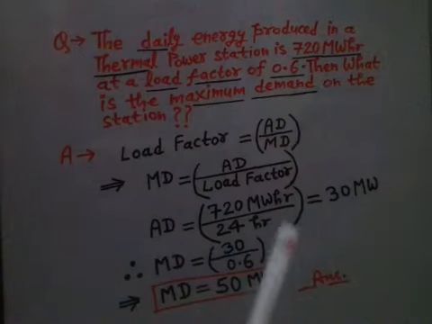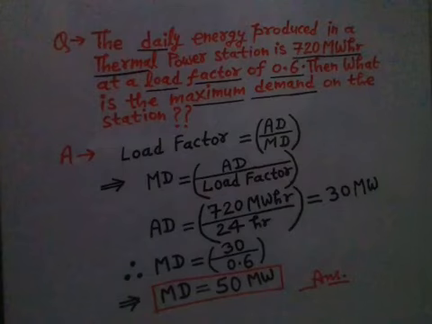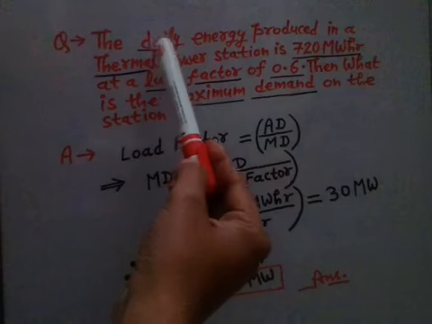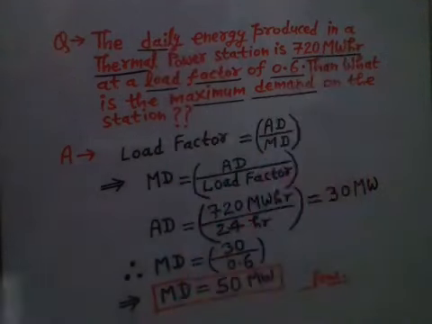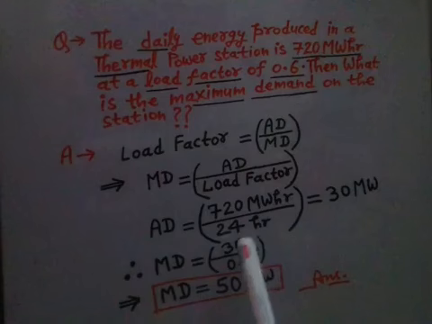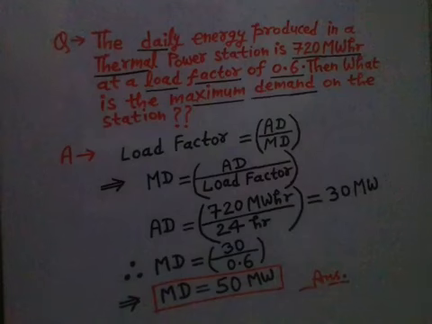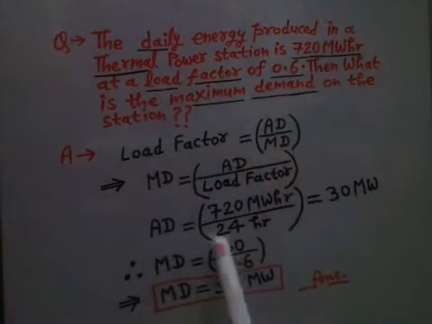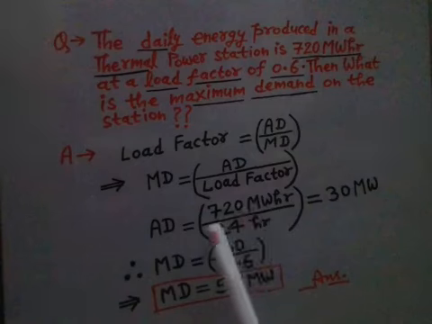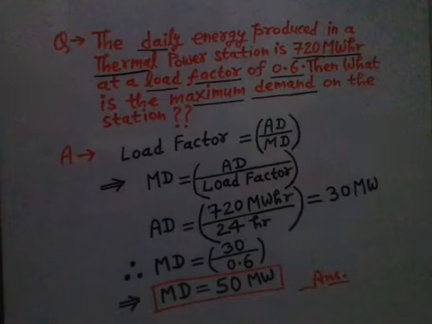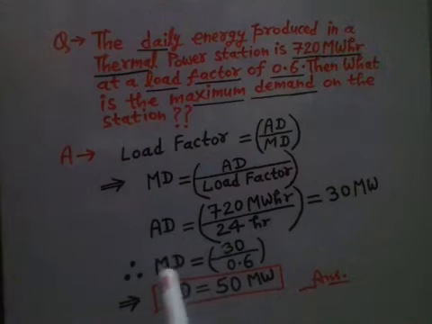So here first you will have to calculate the average demand, right? So average demand, how to calculate? He has given the daily energy produced, 720 megawatt hour. So for the daily energy produced, 720 megawatt hour, you first divide it by 24 hours. That is basically the total number of hours in a day, right? So in one day we have 24 hours. So 720 divided by 24 is 30 megawatt.